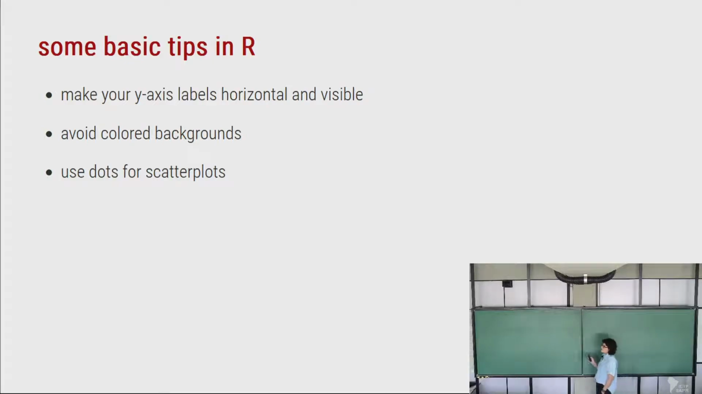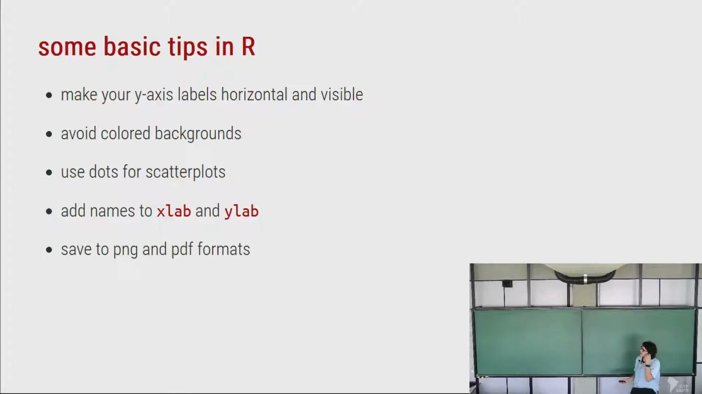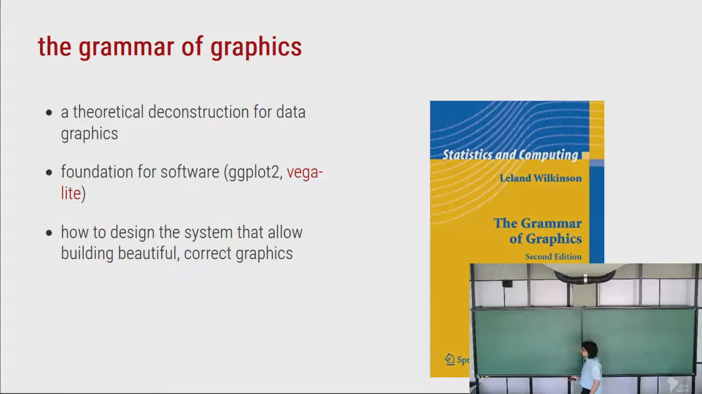For scatter plots, we should always use dots unless we want to show different categories in the same graphic, then we can change. But dots are usually the go-to option here. It's easier to read, and it avoids tricky interpretations. We should always add names to xlab and ylab, and save to PNG and PDF formats. For figures, TIFF is a good format too, but PNG is much better than JPG, and those are basically the best formats to save a graphic.